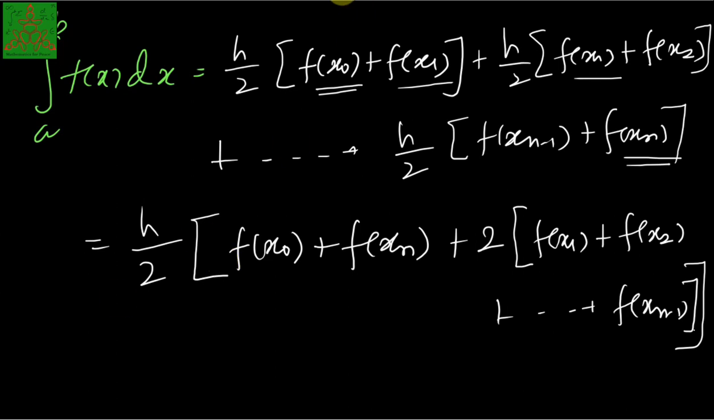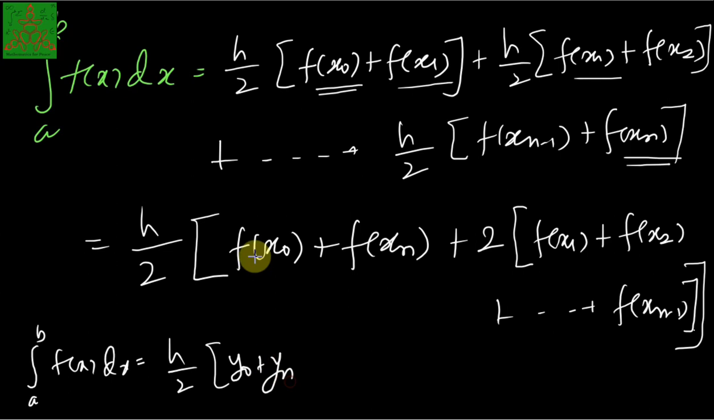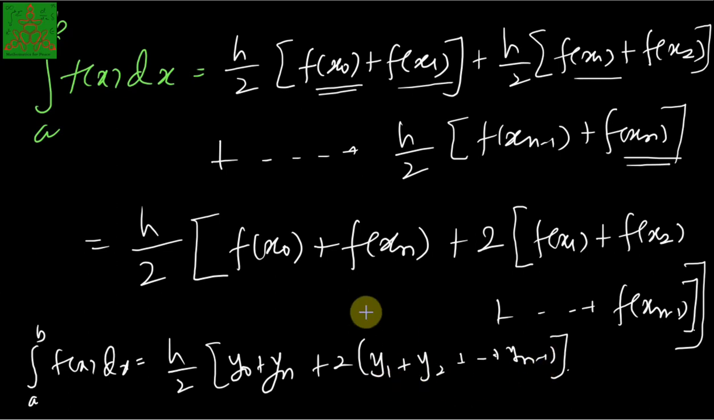So the formula for the trapezoidal rule, if I write it down, is the integration from a to b of f of x dx equals h by 2 times y0 plus yn, where y0 is f of x0 and yn is f of xn, plus 2 times y1 plus y2 up to yn minus 1. Here y0, y1 up to yn are the points of the function y equal to f of x. Let us see by example.